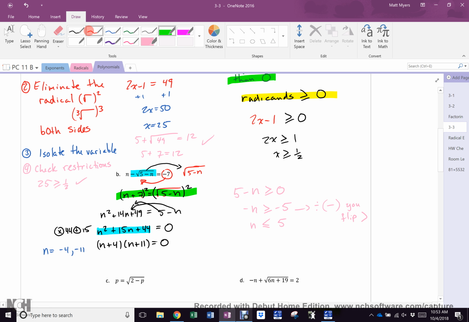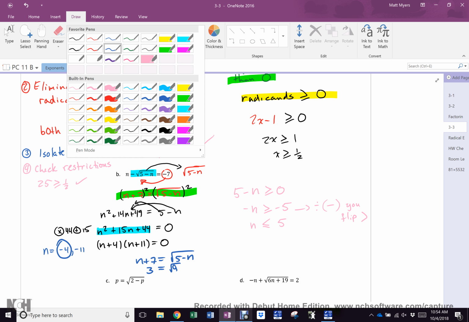So either I'm going to use this line right here. When I'm checking, I have n plus 7 equals the root of 5 minus n. And I can check in my head, can't I? What's negative 4 plus 7? 3. What is 5 minus negative 4? 9. What is the square root of 9? 3. So does negative 4 work? We're happy with negative 4.